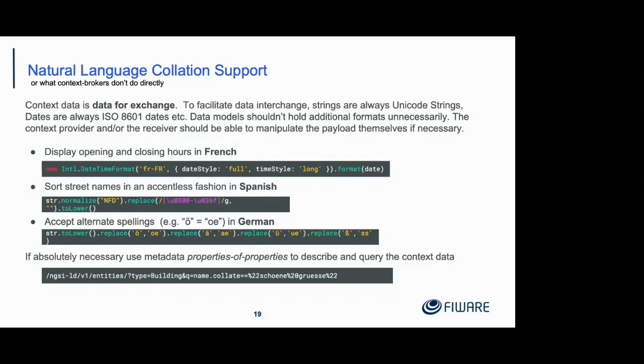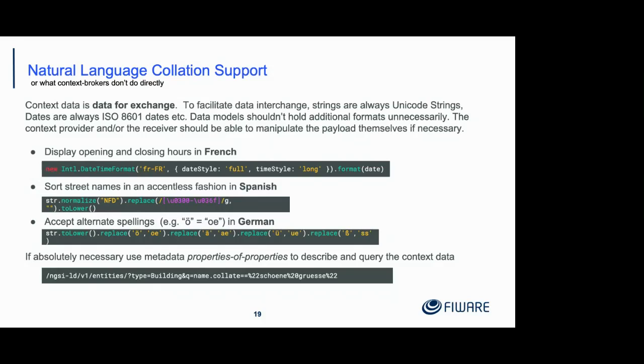Now, with NGSI-LD, you can't do collation directly, but you can do an awful lot better than NGSI v2 can. So this is going to be about making sure that your data is available in a fashion which you can actually use. Now, there's a reason why things like collation and internationalization and what have you aren't dealt with by the context broker. Context brokers deal with context data. Context data is there for data exchange.